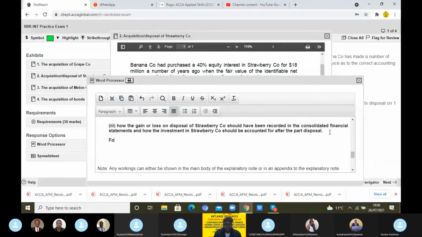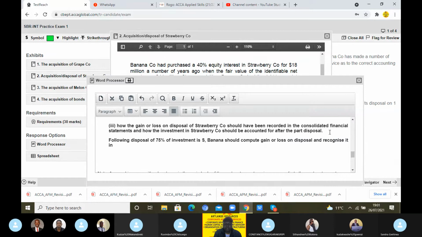I then say following disposal of 75% of investment, comma, Banana should compute gain or loss on disposal, and recognize it in profit or loss.